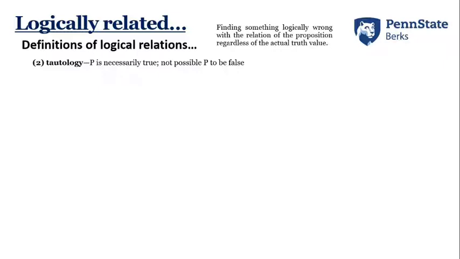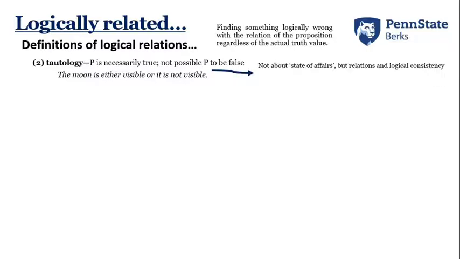So not to confuse you, but let me give you a tautology in grammar so that you know exactly what I'm saying. If I were to say all unmarried men are bachelors, I'm saying the same thing. The definition of an unmarried man is a bachelor, and the definition of a bachelor is an unmarried man. So in logic, all we're saying is P is necessarily true, and it's not possible for P to be false. So it's almost like you're saying the same thing. So the moon is either visible or it is not visible. Now this is not a false dichotomy because only one of those two things can actually be. But this isn't about the state of affairs.